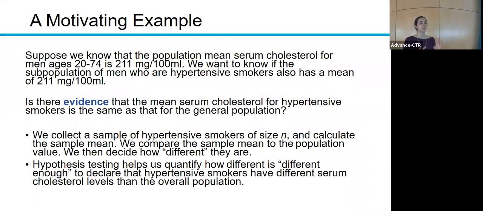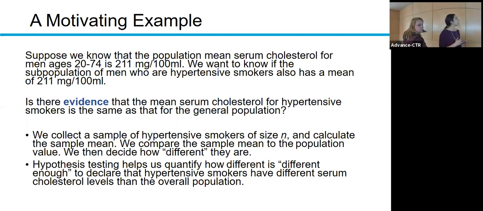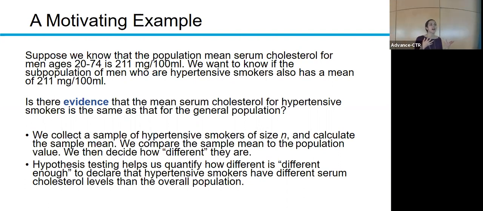Suppose that you know that the population mean serum cholesterol level for a specific group of men is 211 milligrams per 100 milliliters. And as a researcher, you're interested in knowing what the average serum cholesterol level is for a subpopulation of this group. So for hypertensive smokers, you're interested in knowing what their average serum cholesterol level is. In order to answer a question like this, you're going to have to ask whether or not you have any evidence showing whether the average serum cholesterol level for hypertensive smokers is the same as that for the general population. So essentially, does it equal 211?